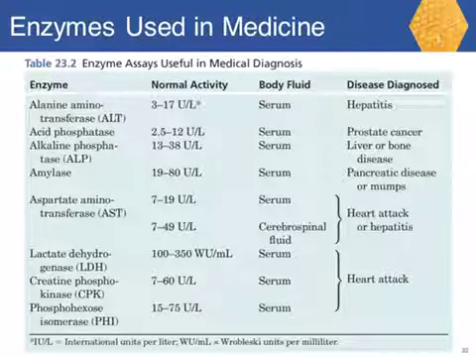So when someone goes into the hospital, they're running blood chemistry on all of these different enzymes to see what's going on, to give them an indication of what might have happened, or an indicator of what is happening.